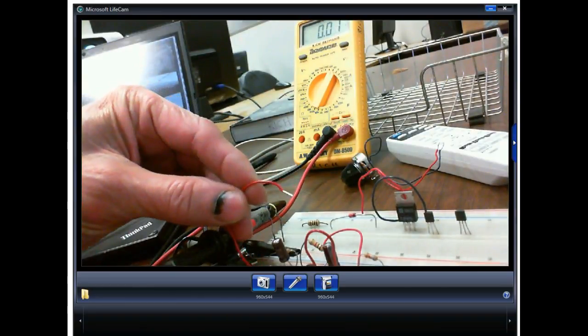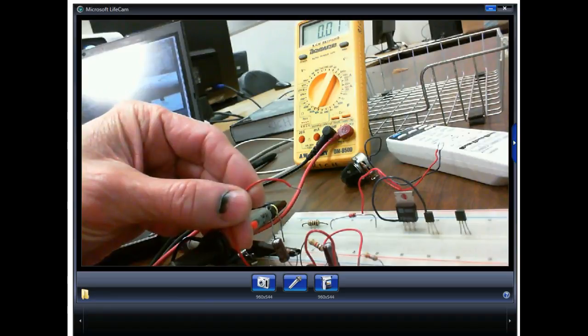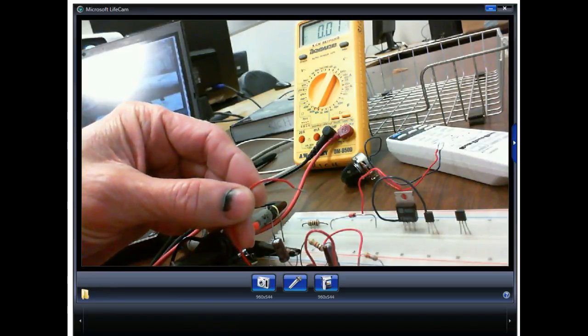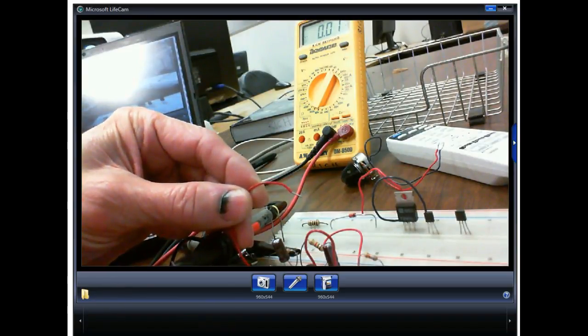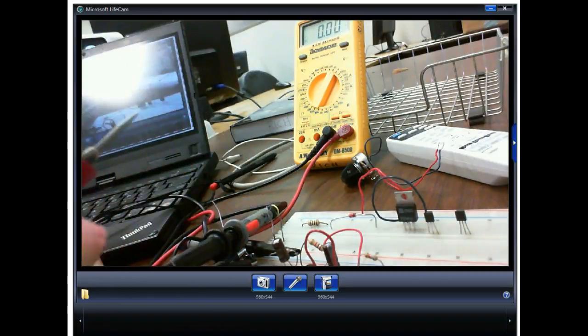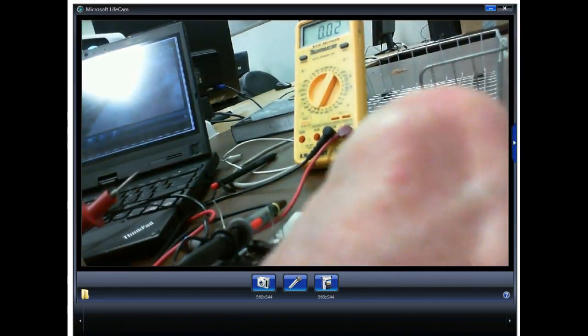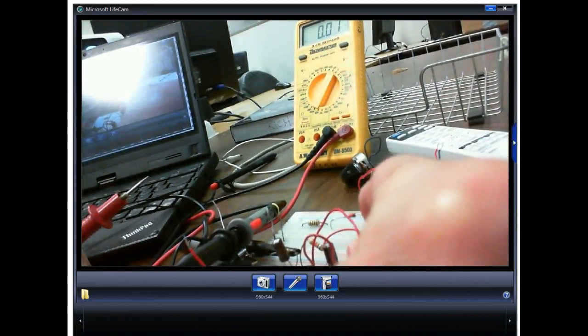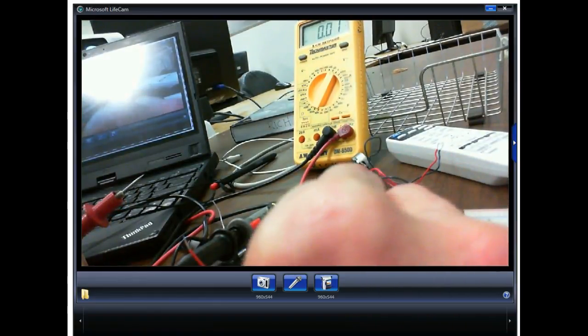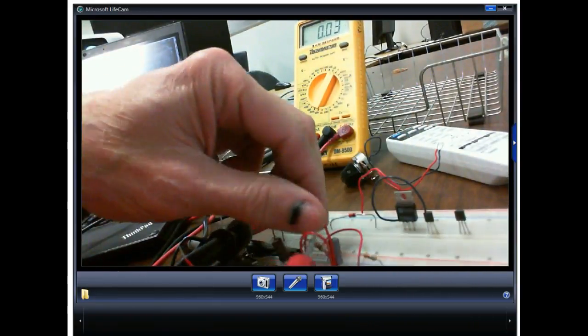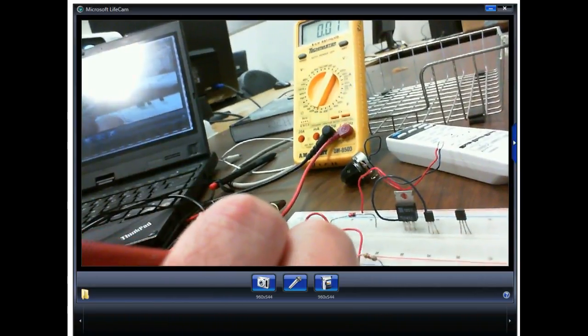Oh, my short came up. So which one are we shorting out? Which is which one? 33K. Okay, so this should short it out right here. Okay. So here's my base voltage.